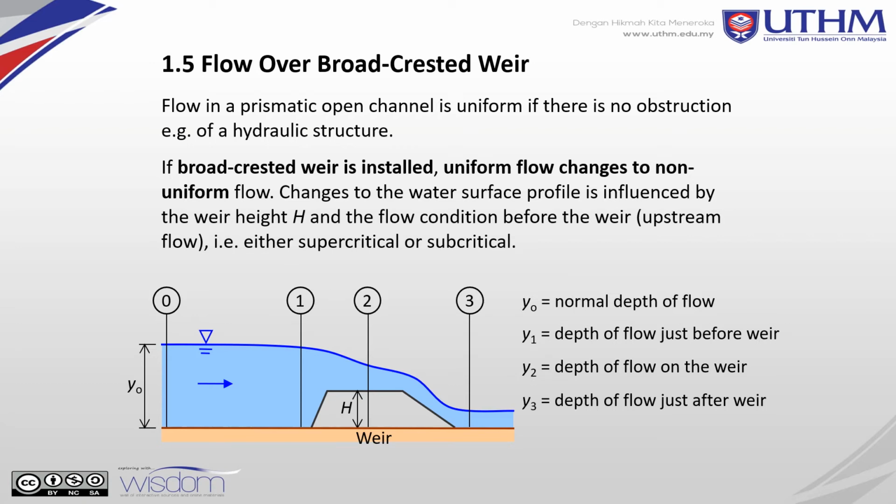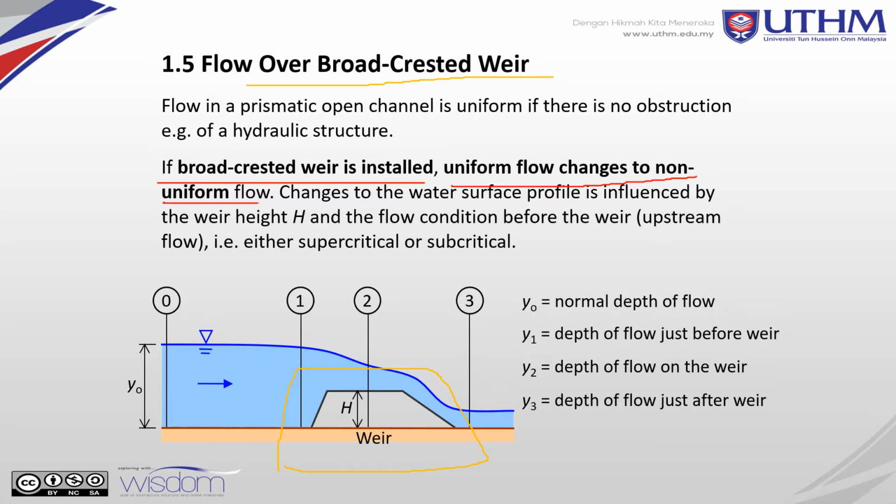Okay, 1.5 flow over broad-crested weir. So if a broad-crested weir is installed here, uniform flow changes to non-uniform flow. Just remember this one. If a broad-crested weir is installed, uniform flow changes to non-uniform flow.